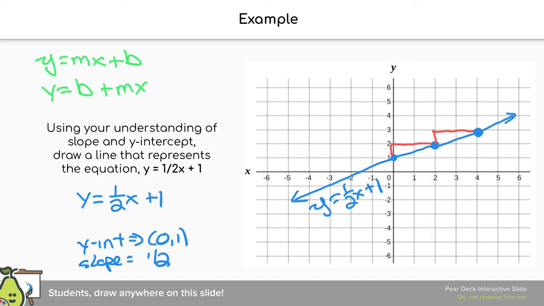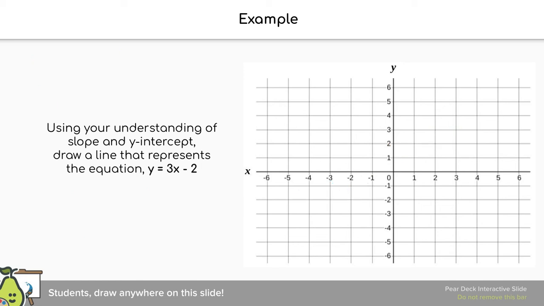And even if we double checked it, and we said, okay, let's just make sure that this is correct. We have a y-intercept of 1, and we have a slope of rising 1, running 2. So we have a slope of 1/2. So we are using our slope and our y-intercept to draw the line. Okay, let's take a look at another example.